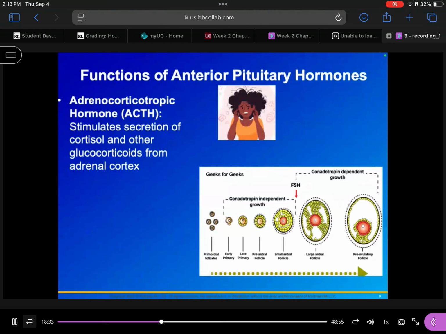The fasciculata, what was that one? That was the middle one, very good. Reticularis, very good. That was the closest one to the adrenal medulla. You're doing great, Ryan. You got the top one? It does start with a G. What is it? Glomerulosa. Very good.